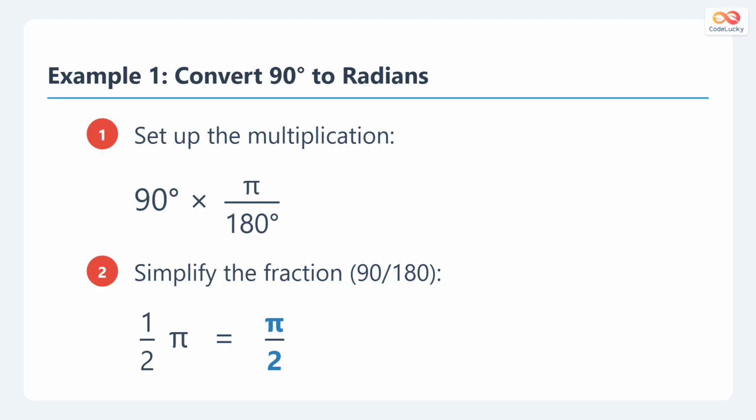Let's try an example. We want to convert 90 degrees to radians. We multiply 90 by pi over 180. When we simplify the fraction 90 over 180, we get 1/2. So, 90 degrees equals pi over 2 radians.